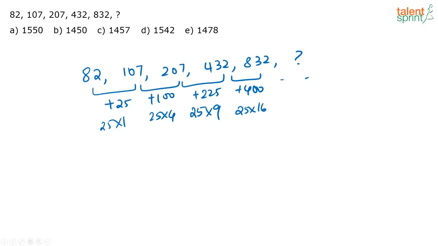So what should come here? See, 1, 4, 9, 16. So next should be 25. Basically squares, correct? So 25 into 25. So that should come here, that is 625. So here it should be 832 plus 625. So what is that? 832 plus 625, the answer will be 1457. 1457, that is option C.